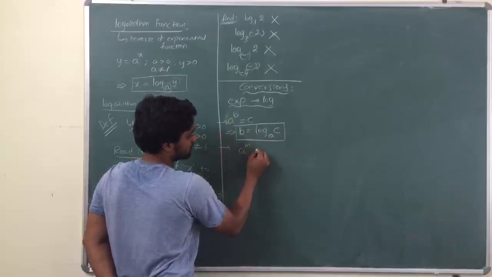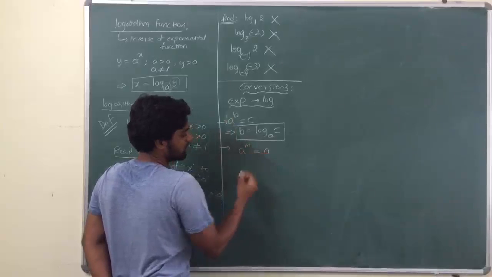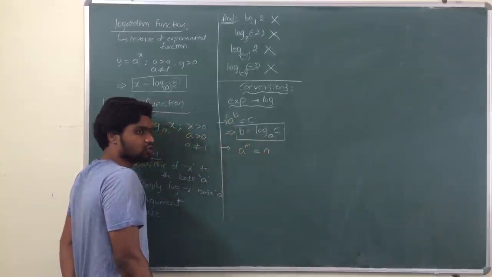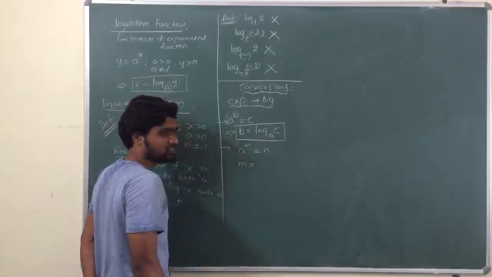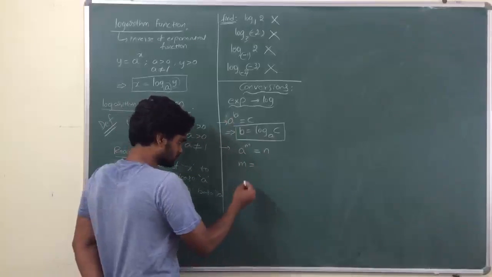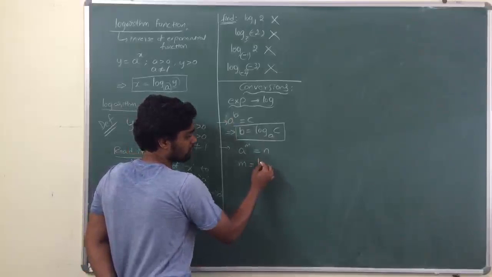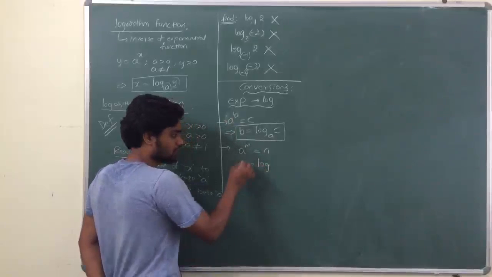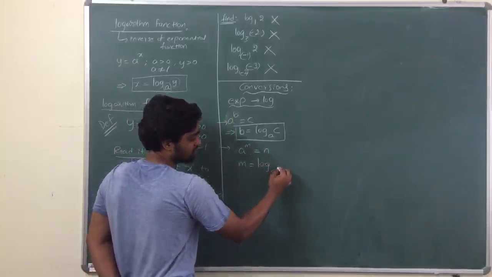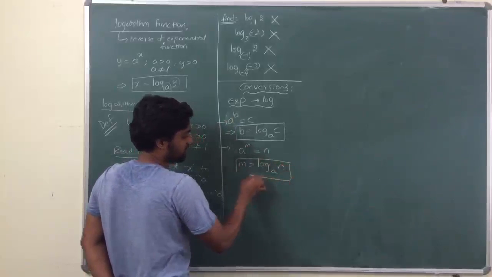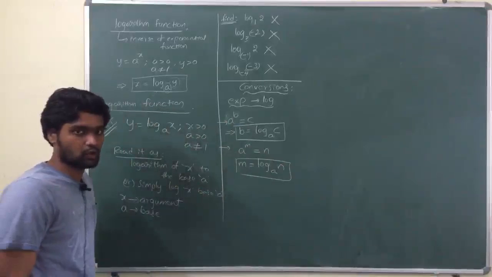Another one. A power m is equal to n. So while conversion, first write the exponent. M is equal to logarithm. Base remains same, so base is A. Whatever is left, right here. M is equal to log n base A.